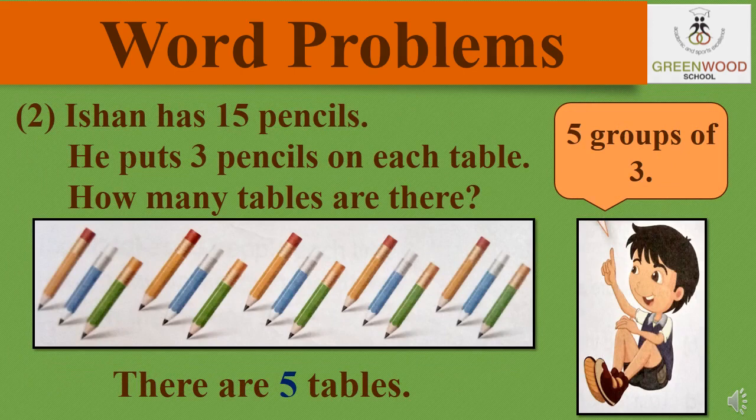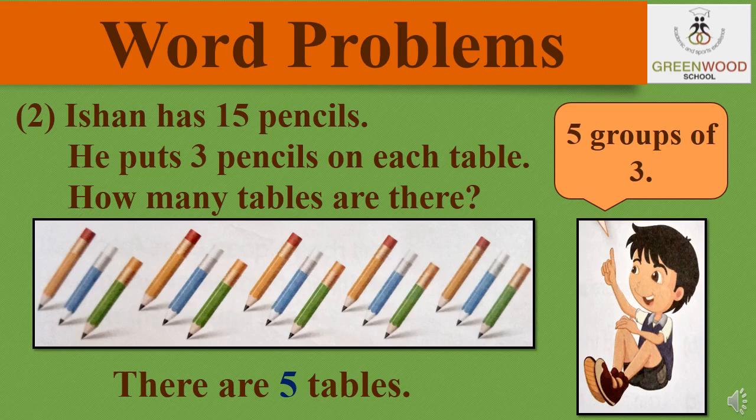Second example, Ishan has 15 pencils. He puts 3 pencils on each table. So how many tables are there? Now we need to count the number of tables. So here he is dividing these 15 pencils into groups of 3. So here 3 becomes the group for us.